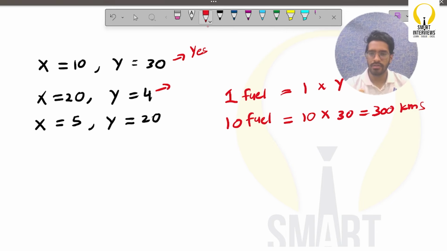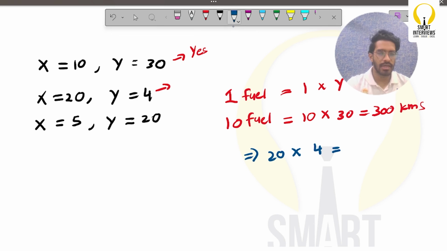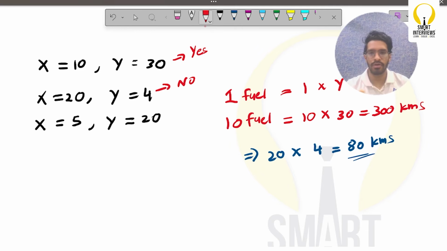If you see, for this, can I say you have 20 units of fuel left and your fuel efficiency is exactly 4 kilometers. Now it changes to basically 20 into 4, which is how many kilometers? Which is exactly 80 kilometers. But according to the problem statement, we have to travel 100 kilometers. We don't have enough fuel or enough efficiency to cover 100 kilometers. So the answer for this input would be no. You cannot cover 100 kilometers.